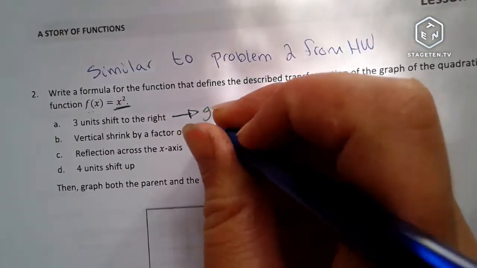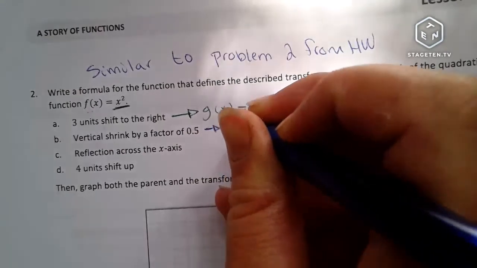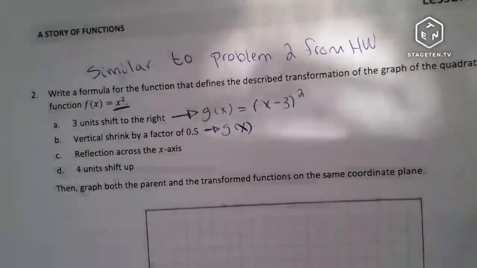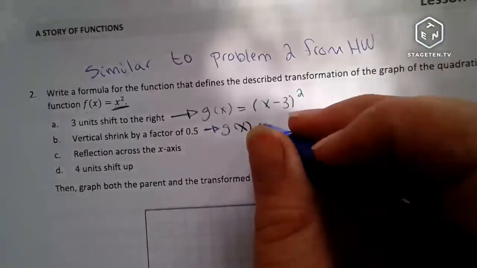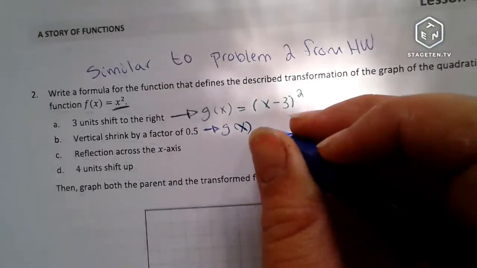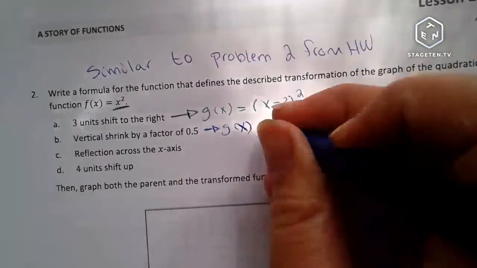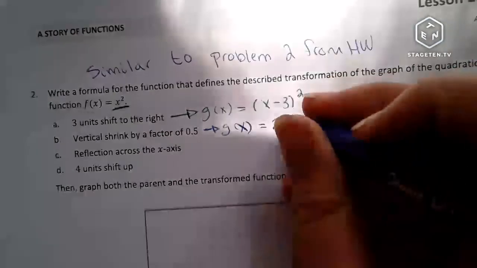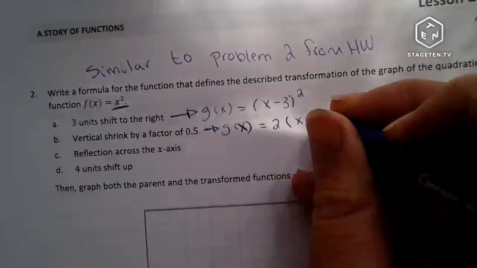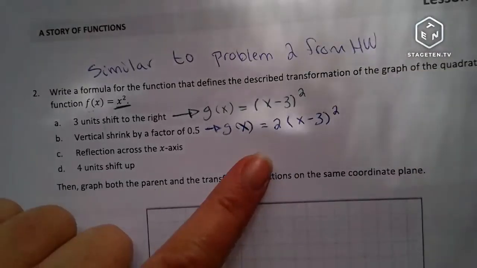Now we're going to change g of x again. So for shrinks, the number in front of it is how it affects it. If it's shrinking by 1/2, we multiply it by 2, which sounds a little weird, but that's just how it is. If it's shrinking, you multiply it by 2.